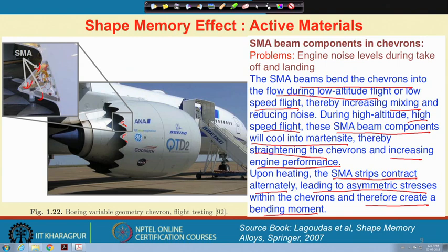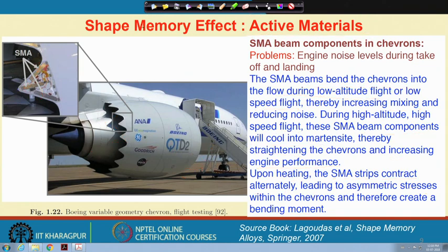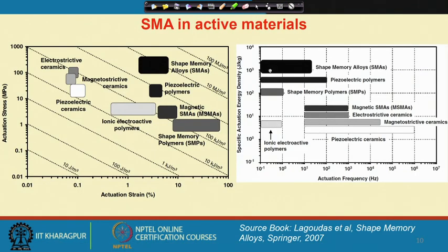So, where there will be turbulence, the air flow through there is controlled by these chevrons. And this is a very interesting feature where the shape memory effect can be exploited, and this material, along with, let us say, the temperature, stress and the shape, can be used as an active material.